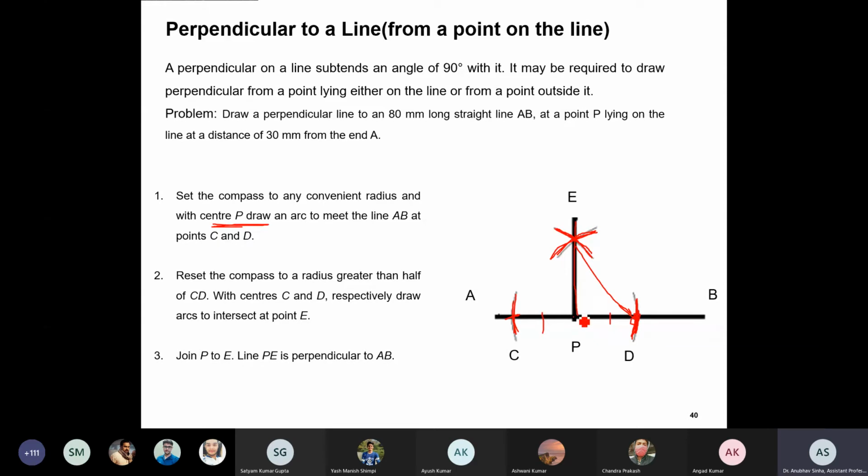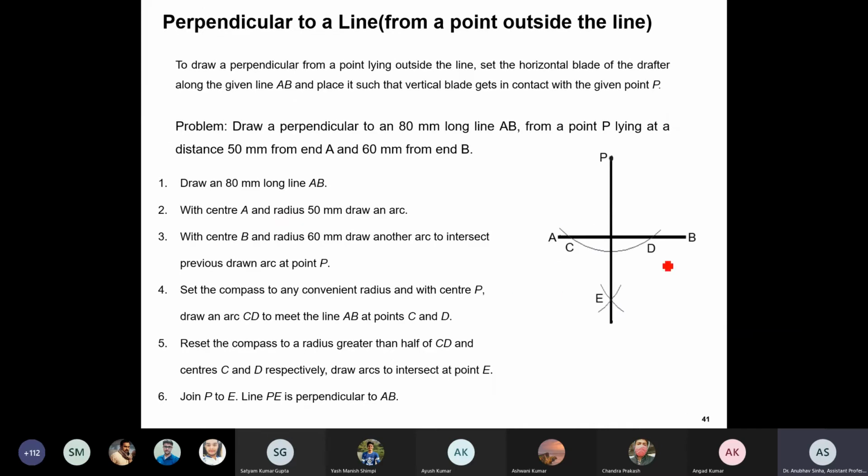Is this clear? If you have any doubts, feel free to ask, because you will get homework where you have to do this. So any questions, just ask, I will explain it again. Okay. Moving on. Now I want to make a perpendicular to the line from outside that line.